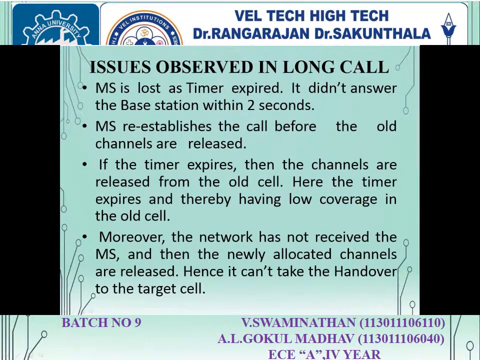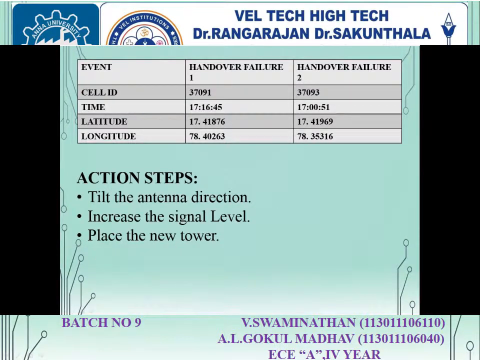For a long call, the problem is the timer expired. Within the call connection from mobile station to base station, when it takes more than 2 seconds, the call is dropped or eliminated and a new call process will take place. So this problem was obtained during a long call. What are the action steps taken by us? Tilt the antenna direction. In some highways, we can find only 2 sectors. So we have to add one more sector there. Later, increase the signal level, and if possible, we can place a new tower.